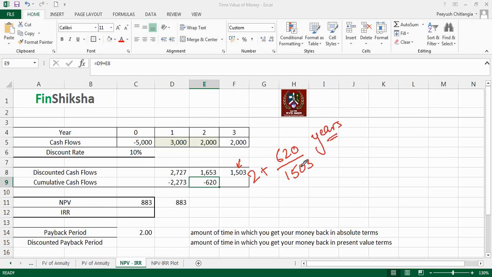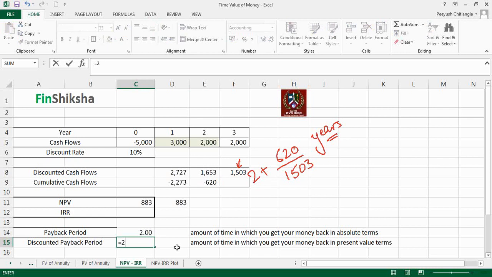So 2 plus 620 by 1503 is the number of years that will come in discounted payback period. So that's 2 plus, I'll put a negative here because that 620 is negative, divided by 1503, 2.41 years. Effectively, approximately 2.41 years worth of cash flows in present value terms give me back my money under the discounted payback period concept, right? Now, these concepts are important because, again, we are trying to figure out when we get our money back, and that's what a discounted payback period or a payback period tells us, right?